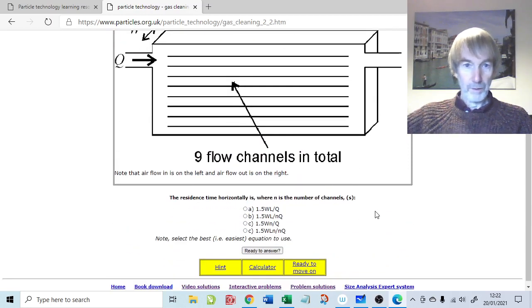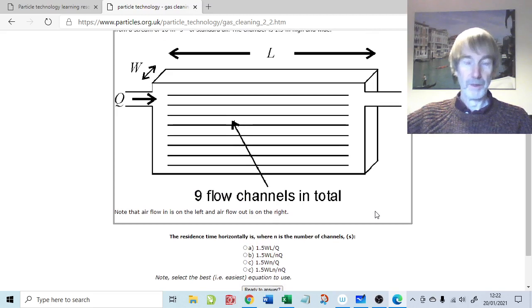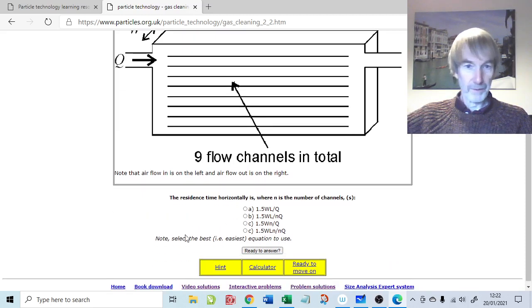We now want to calculate the residence time horizontally. Clearly we can calculate the residence time vertically from what we've just calculated, the settling velocity. Now we need to calculate the residence time horizontally. The question asks, select the best, i.e. easiest equation to use, and it gives us these four options.